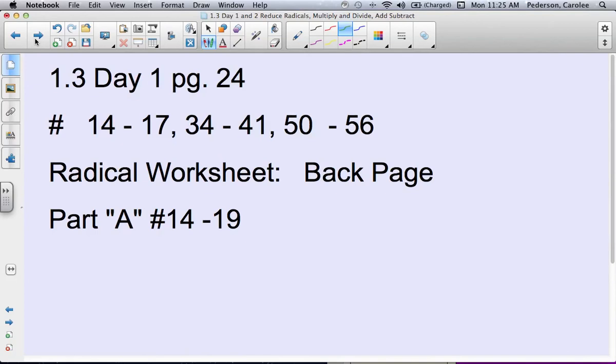There is a radical worksheet that will be added to this, and I'll explain that in class. And then we have some problems on page 24 to do.